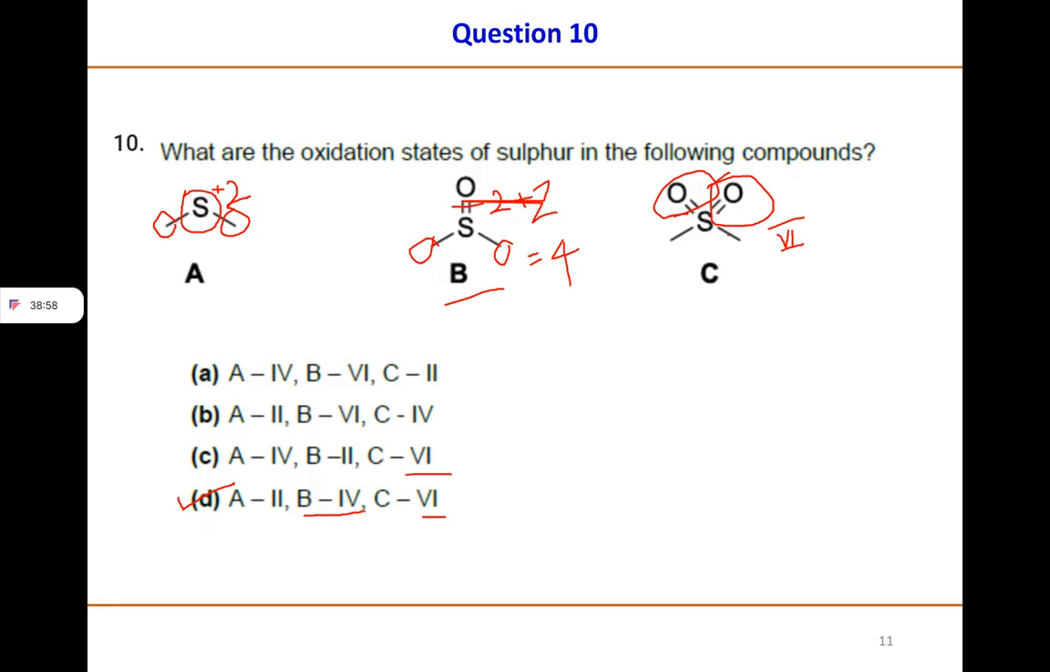So just remember, whenever you have to find out the oxidation state, just check the atoms attached to the atom whose oxidation state we want to find, and also the number of bonds. In this case, you can see only two bonds are there with sulfur, so that's why plus 2 oxidation state. Here we have 4 bonds, so plus 4 oxidation state, and here we have 6 bonds, so the oxidation state will become 6.